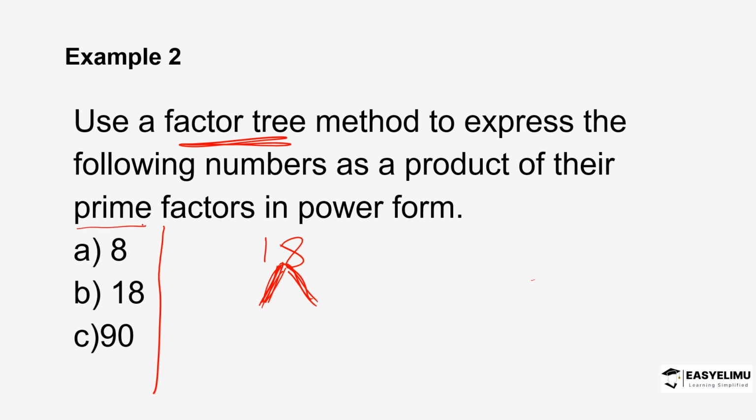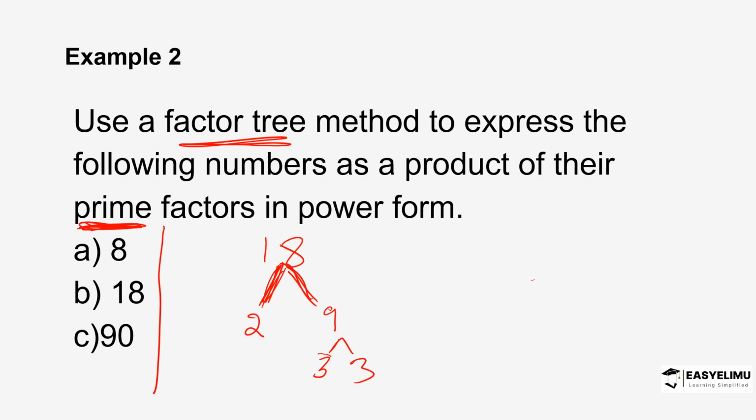Remember, here we are restricted to prime factors only. So we have 2 dividing into 18 how many times? And that is 9. And then this is now 3. So somebody asked a question, why did we stop at 9? So we only stop when we have subdivided the number into prime factors only. So 9 is not a prime number, so we can stop there.